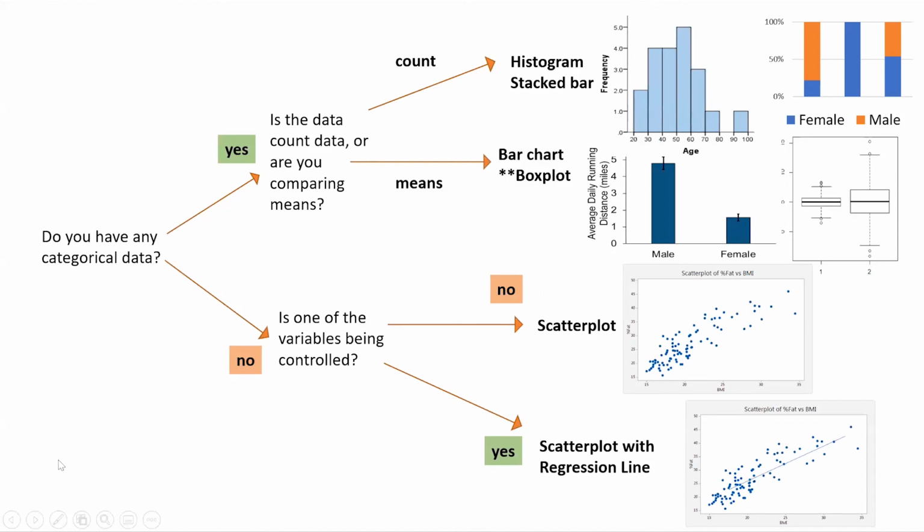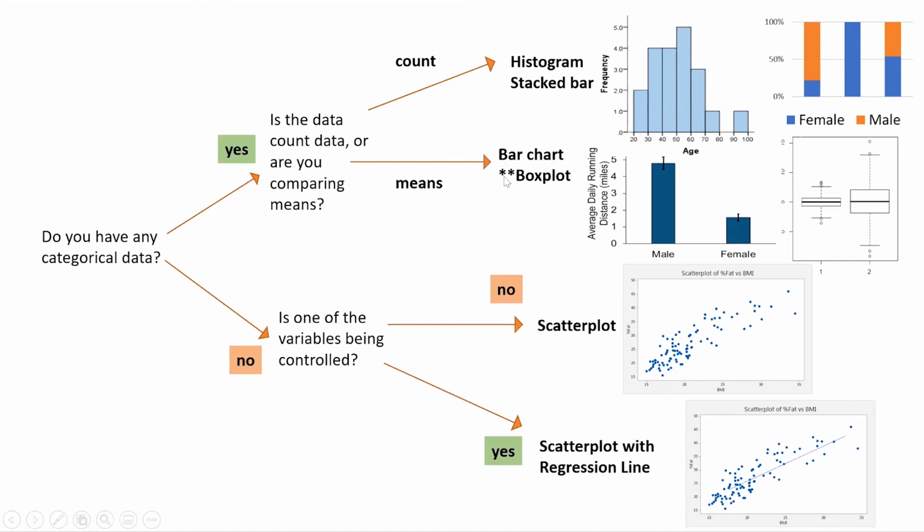Here's another way of looking at this. First question: do we have categorical data, yes or no? If you do, is the data count data, or are you comparing the means of groups? If it's count data, a histogram or a stacked bar chart, these two examples right here, are probably what you want to use. If you're comparing means, you should probably use a bar chart or a box plot.